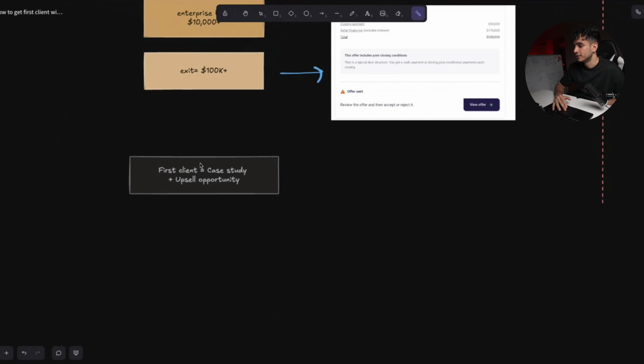And the first client, when you get that first client, it becomes a case study as well as an upsell opportunity. Because the moment you get your first client, you can create a video testimony out of them. And now the second person you pitch your solution to or your business to, they're gonna be like, well, you did a great job with that first client, so I believe you. And now you got a second client.